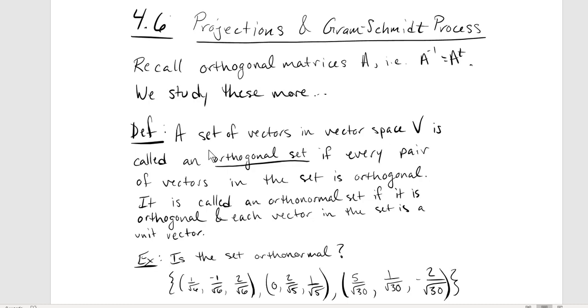So let's look at this definition here. A set of vectors in vector space V is called an orthogonal set of vectors if every pair of vectors in the set is orthogonal. And remember, for vectors in Rn, that just means we can take their dot product, and we say these vectors are orthogonal if their dot product is 0.